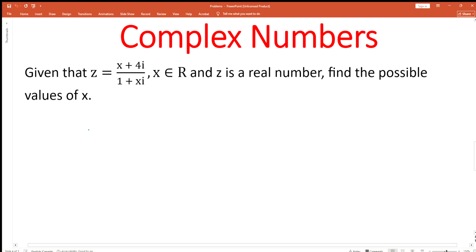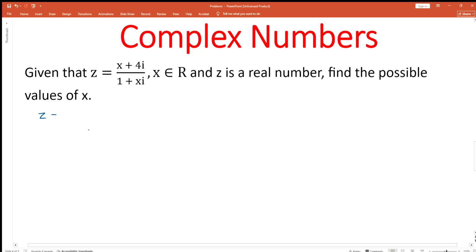In this video, we'll solve this complex number problem. As per the problem, given that z equals x plus 4i over 1 plus xi, x can be any real number and z is a real number, find the possible values of x. We have to analyze the given expression for z to find the possible values of x.